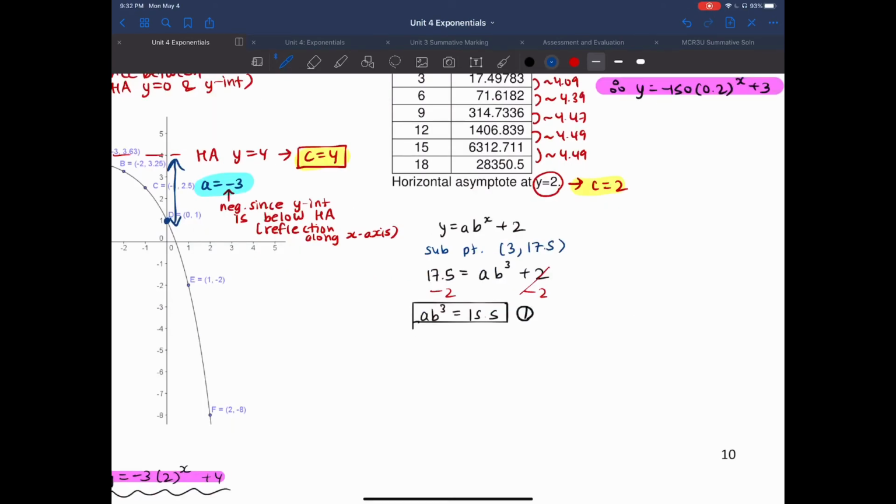Next, if you notice, I have this equation 1, but again, I have two variables. That means I need to introduce a second equation. So I'm going to sub in another point, let's say (6, 71.6). I'm using another rounded coordinate for now. When I plug it in, I get 71.6 is equal to AB to the exponent 6 plus 2. I want to get the AB values by itself, and so I'm going to get AB to the exponent 6 is equal to 69.6.